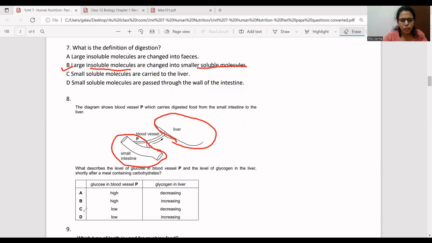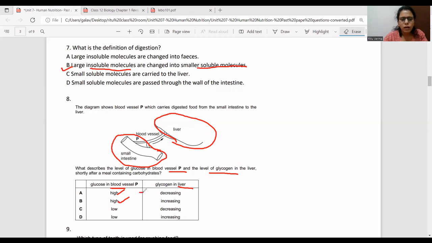Now you have to identify out of A, B, C and D which option best describes the level of glucose and the level of glycogen in liver and blood vessel P respectively. I mean, in blood vessel P what would be the level of glucose, and in liver what would be the level of glycogen. The first column is glucose in blood vessel P and the second one is glycogen in liver. So option A, glucose in blood vessel P is high. This we already know that it would be high because we have consumed food, the food got digested and these digested nutrients are absorbed into the blood vessel P. So out of A and B this is correct. Now out of A or B one option is correct.